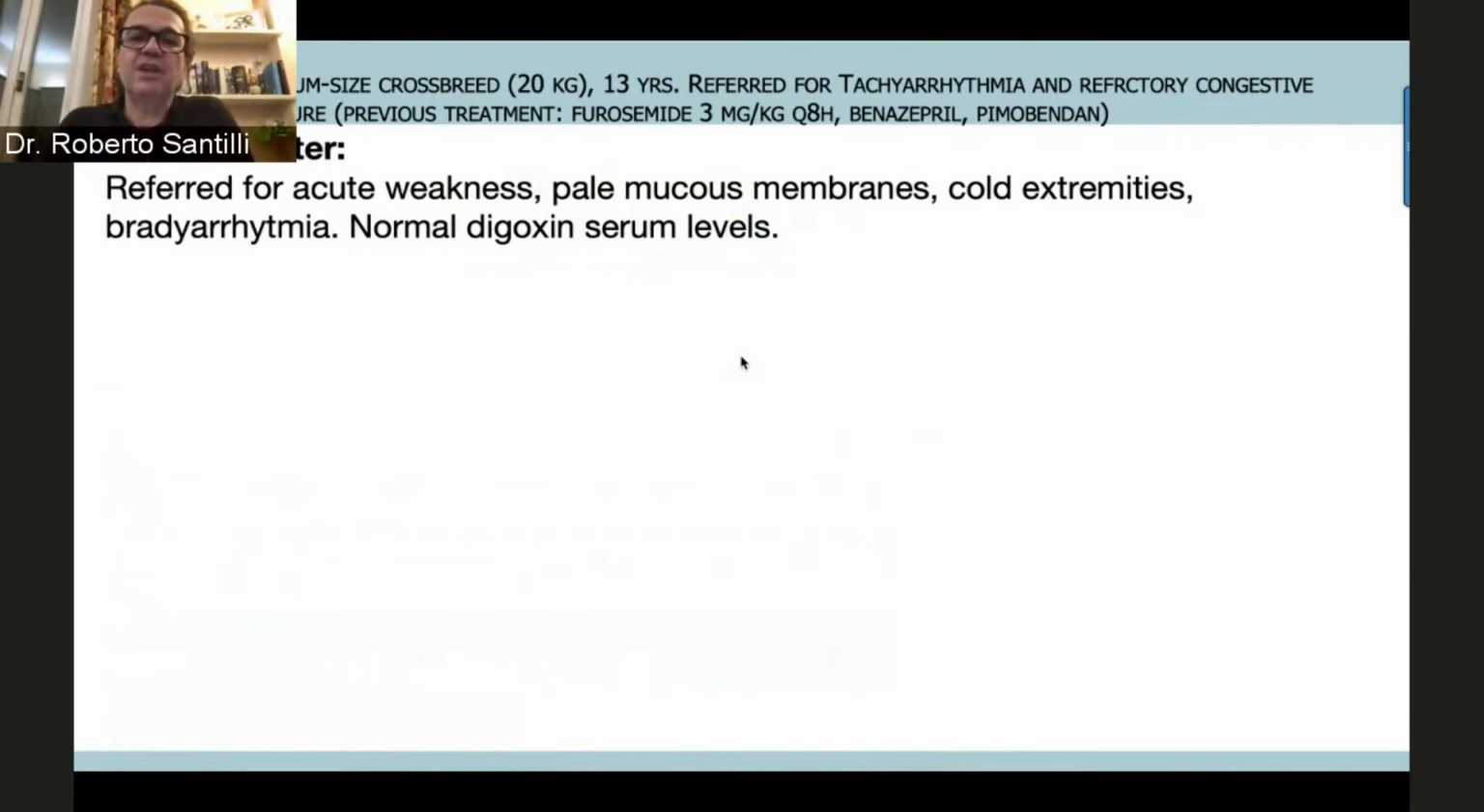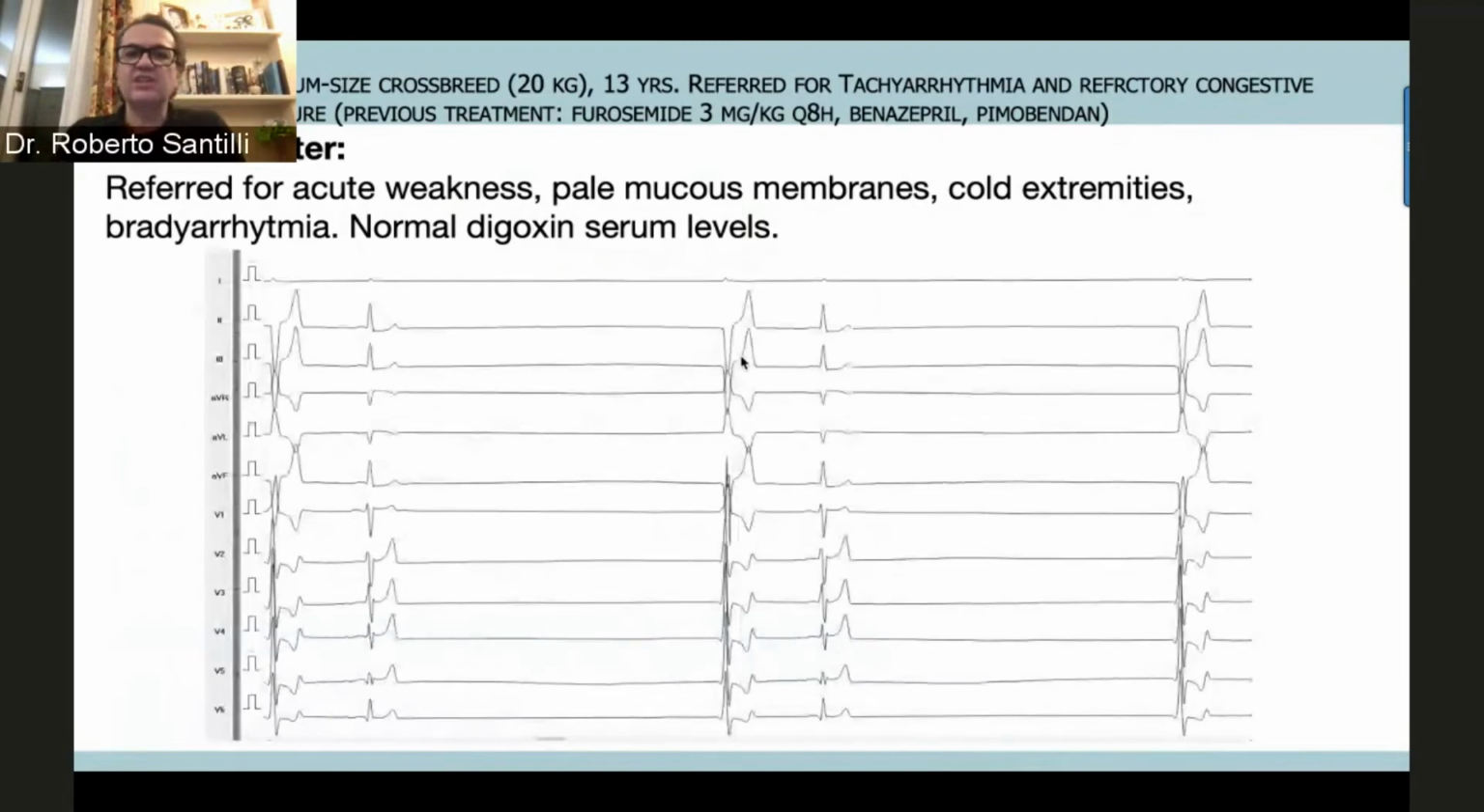Remember that to have the effect on the AV node, we want a very low level of digoxin, to have the effect on the AV node through the activation of the receptors of the vagus. But at very high doses, you have increased calcium within the cells, and you have increased toxicity on the myocardium and on the general body. So we suspected an acute cardiac shock, and we wanted to understand what was going on, and that was the ECG.